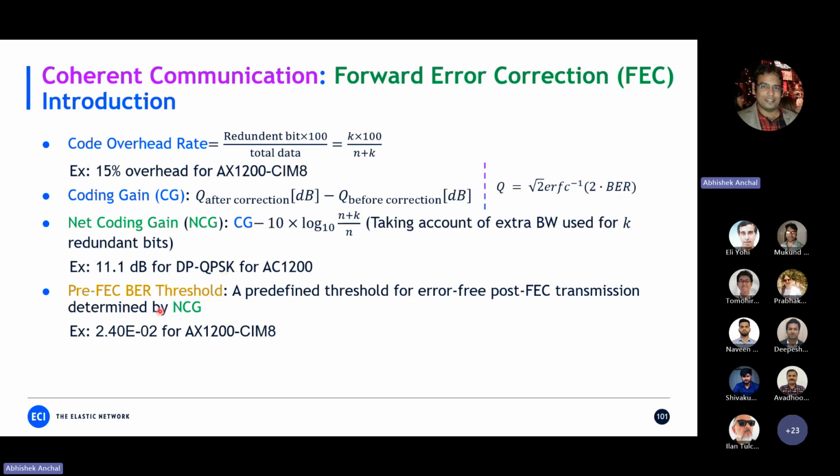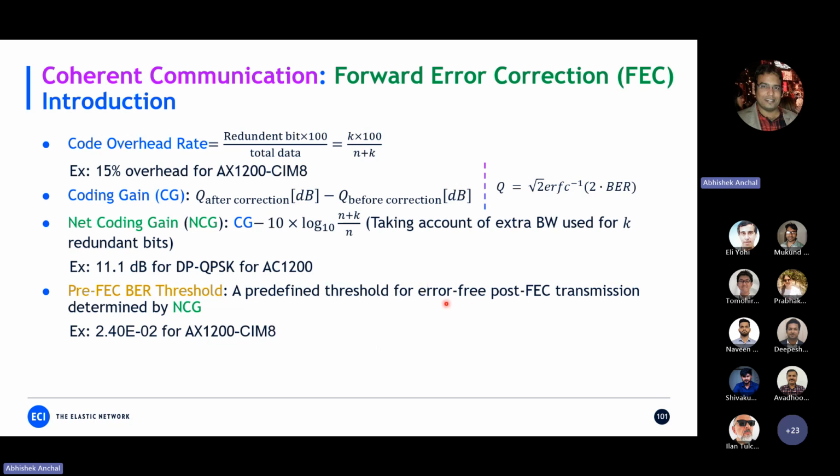Similarly, there is another term, pre-FEC BER threshold. Even the FEC tries to reduce the BER, but it has a limitation. It cannot reduce the BER if the BER level is too high. So there is a threshold level. Up to that threshold level, it can reduce the BER. If the BER is very, very high, even the FEC won't work and won't give you error-free transmission.